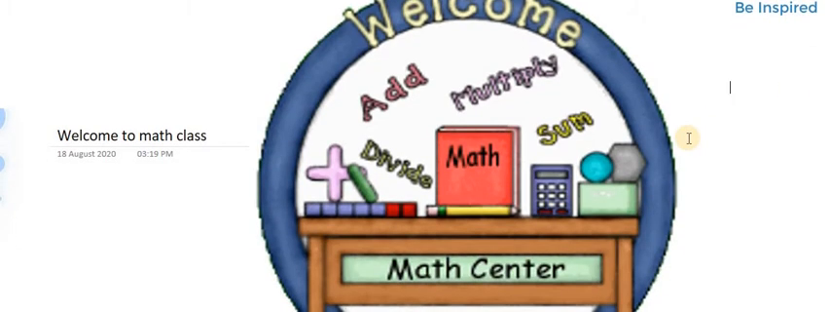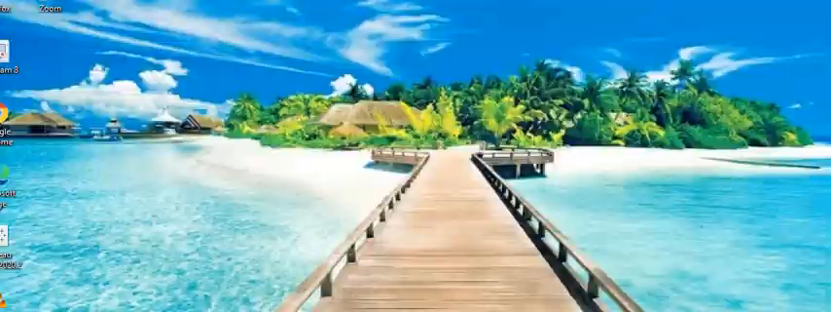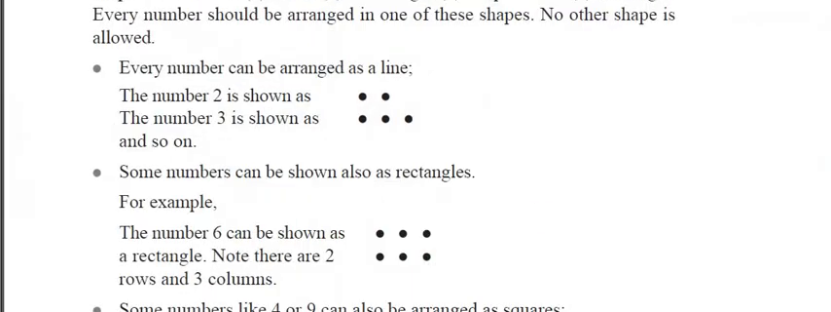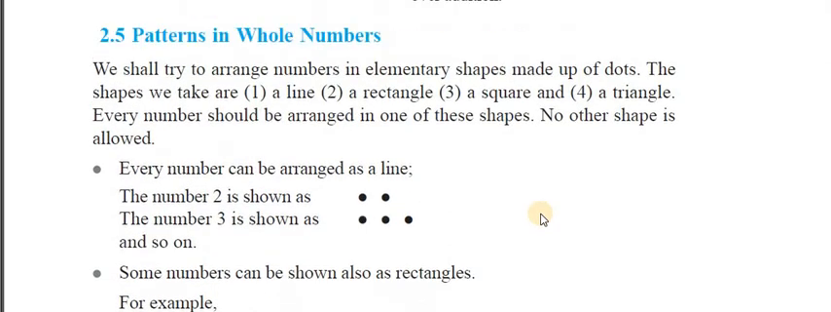Hi students, welcome to maths class. Today we are going to start a new topic called patterns in whole numbers. Actually, patterns we will see, how things get arranged in different manners. Patterns in numbers also we saw in the previous classes, in your 5th class.